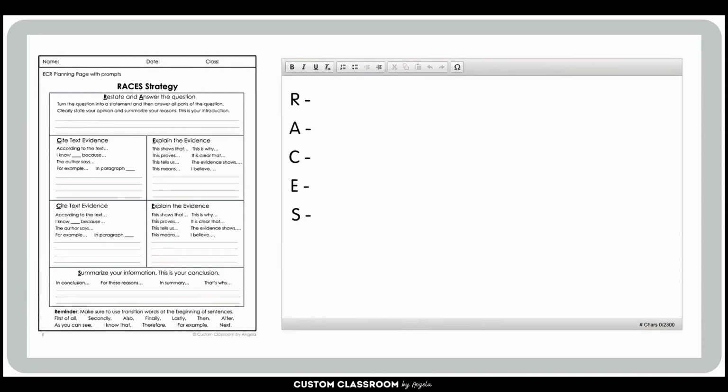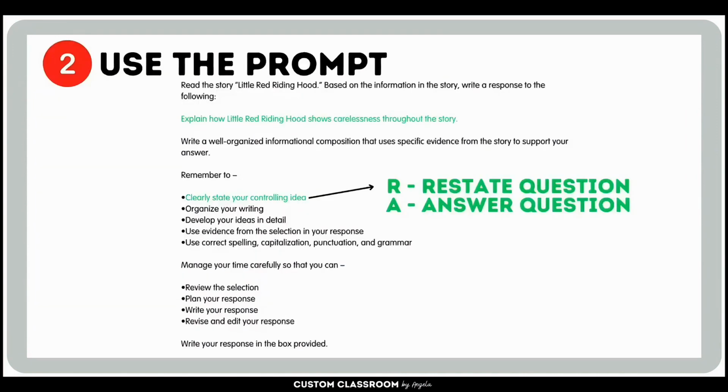I'm only putting one cited evidence and explanation because most of the time in the younger grades, it's not required to have two. If you're in the upper grades, you might want to have students do two. So first, let's look at answering the question and explaining how Little Red Riding Hood showed carelessness throughout the story.